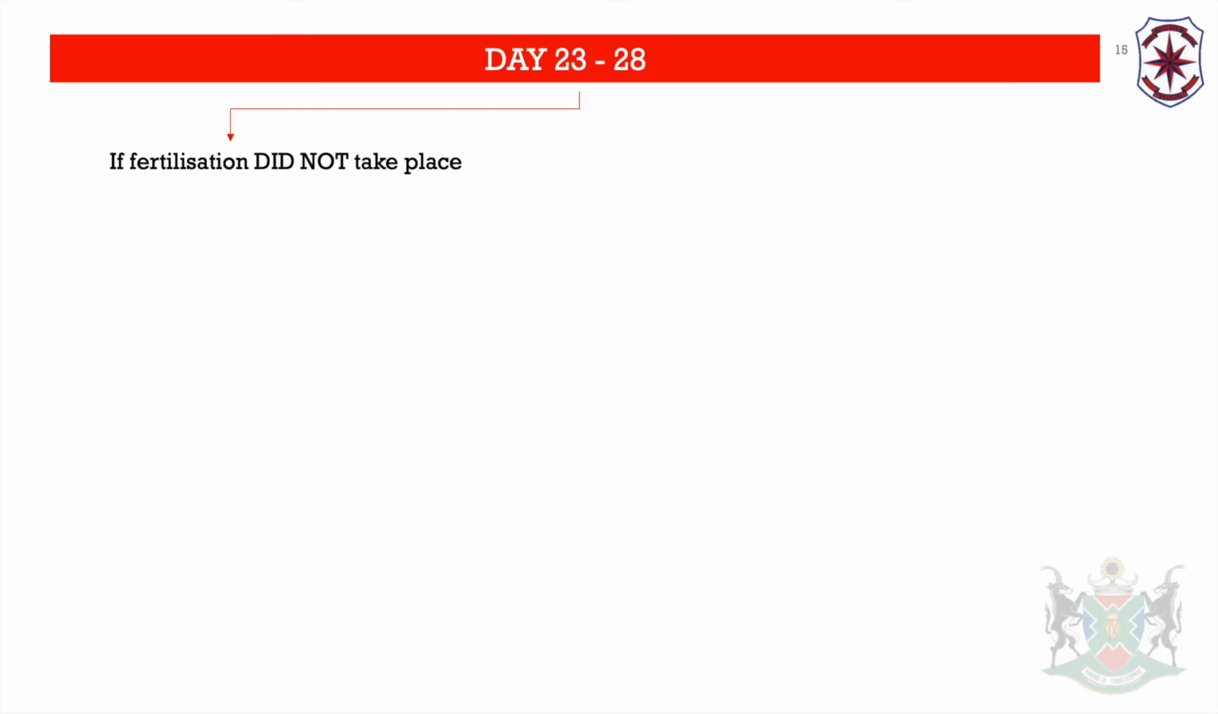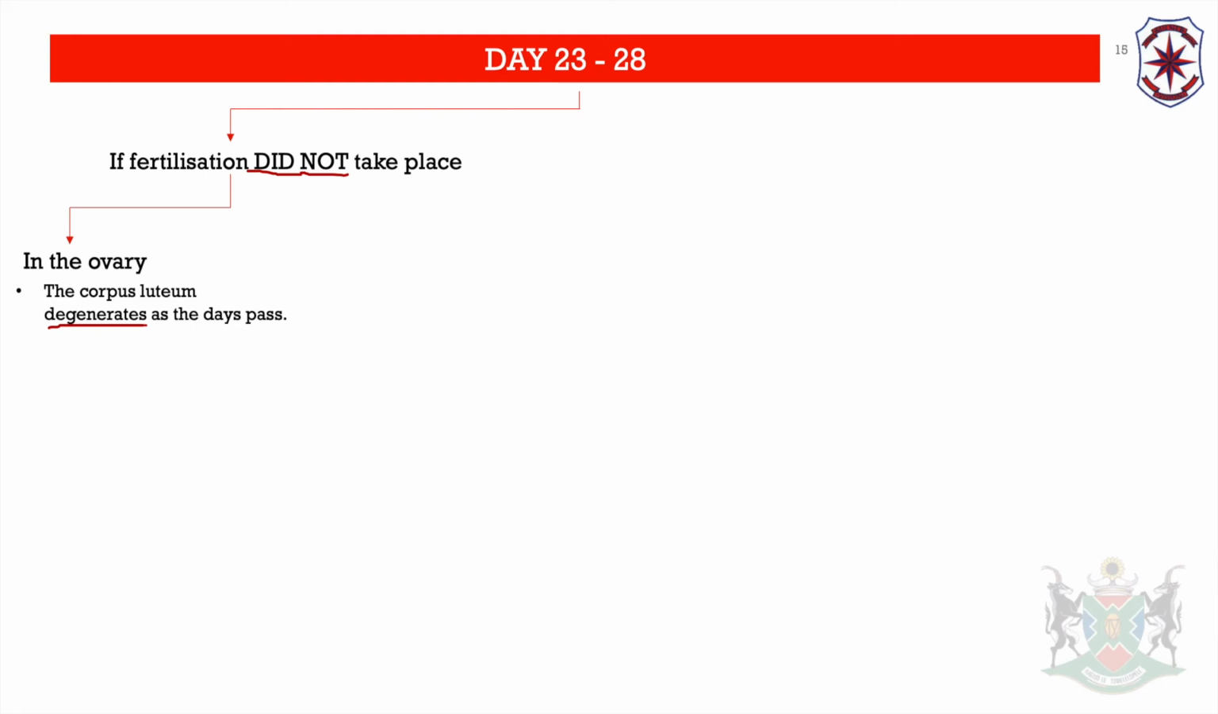So events that happen during day 23 to day 28 depend on whether fertilization has taken place or not. Okay? So if fertilization did not take place, what happens in the uterus and what happens in the ovary? So in the ovary, the corpus luteum will degenerate. By degenerate, we mean it becomes smaller and smaller until it is completely broken down and we don't find it anymore.